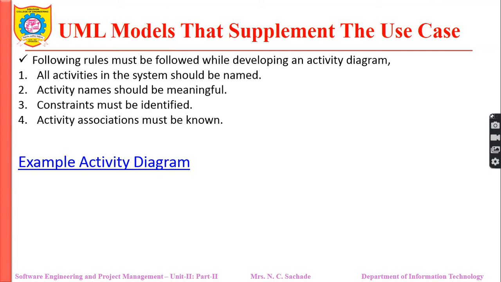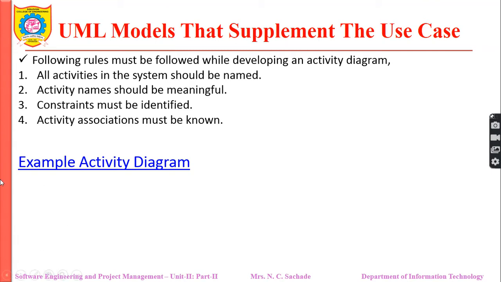So all activities in the system should be named. So we cannot keep the activity rectangle blank, you know. Activity name should be meaningful. So after requirement modeling, there are people who are going to prepare the design document. If you remember the models which we have studied, if requirements are not stated clearly, how is the design team going to work on that? So you know, it should be named meaningfully, constraints must be identified, and activity associations must be known to us.